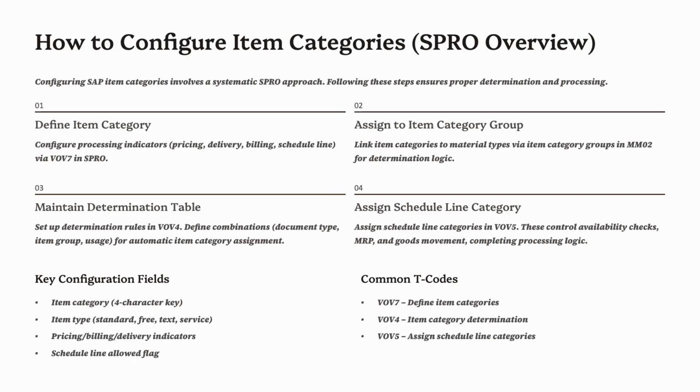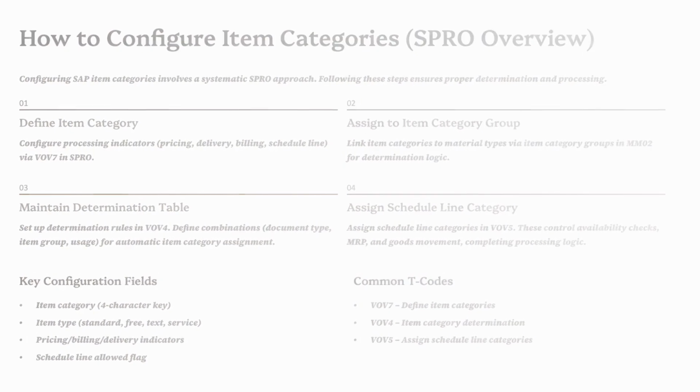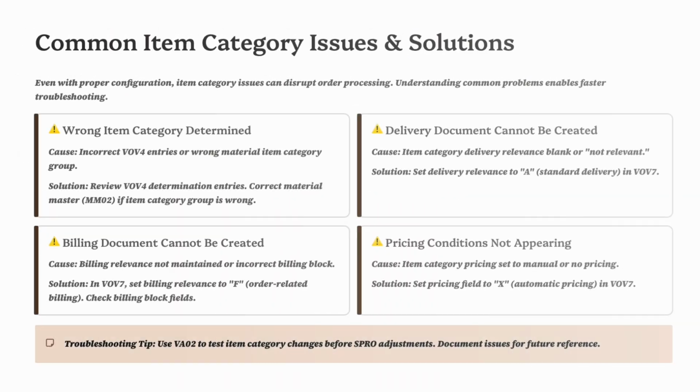This step is essential for physical products. Why this matters in real implementations: most item behavior issues, the missing deliveries, incorrect pricing, wrong billing, come from either incorrect item category configuration or an incorrect determination table assignment. A well-configured item category ensures stable, predictable sales order processing and greatly reduces troubleshooting time.